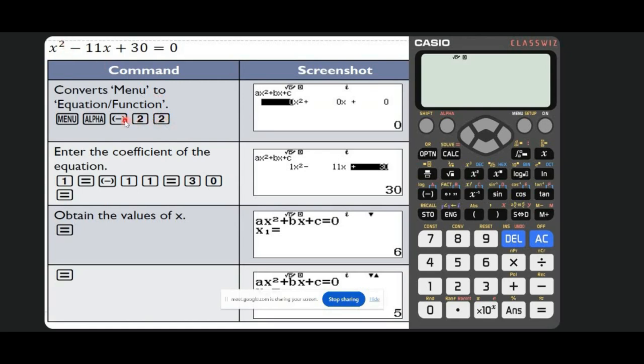Okay, when you press all of this, you will get the screen here. So now you can key in your coefficients based on the equation. A is 1, B is negative 11, C is 30. So when you key in, then press the equal sign, you will get the answer. You will get the first x1 is 6, the x2 is 5. So this is the answer for the quadratic equation.